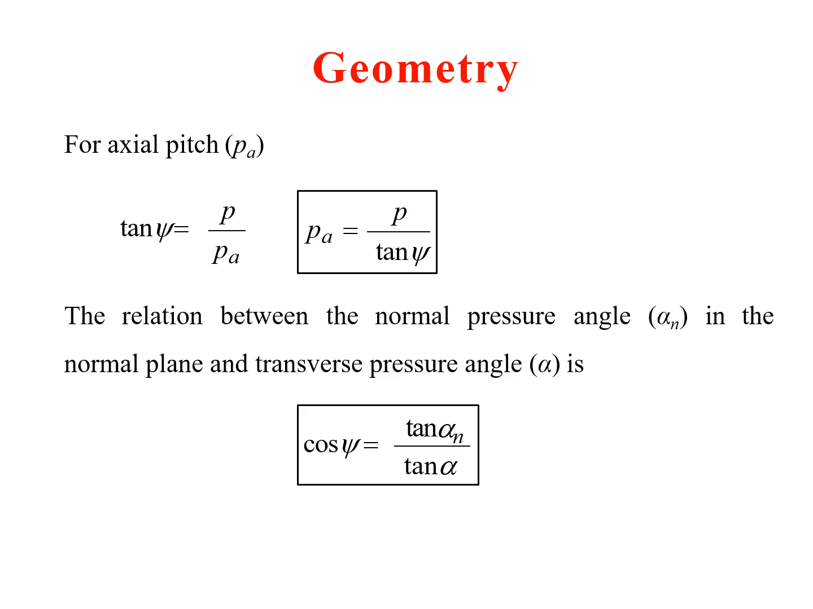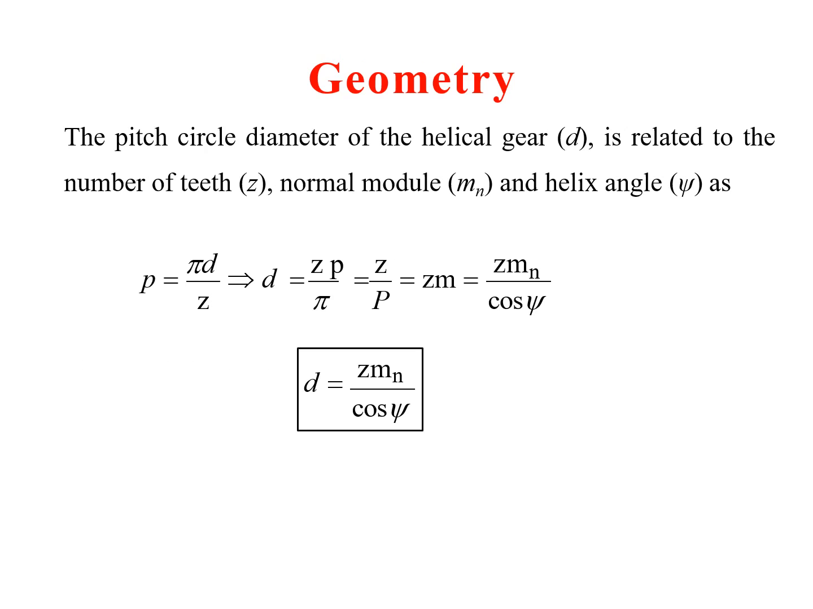Now next, talking about axial pitch. From the diagram you can see that tan psi can be given by P by PA. So PA can be written as P by tan psi. The relation between the normal pressure angle alpha n in the normal plane and the transverse pressure angle alpha is given by the formula, that is cos psi is equal to tan alpha n upon tan alpha.